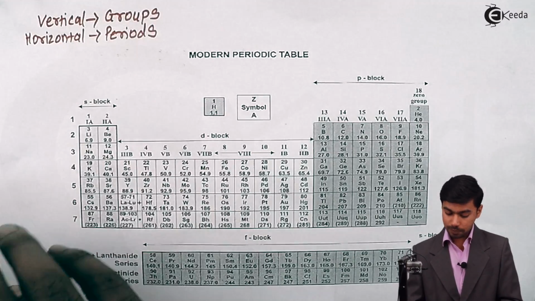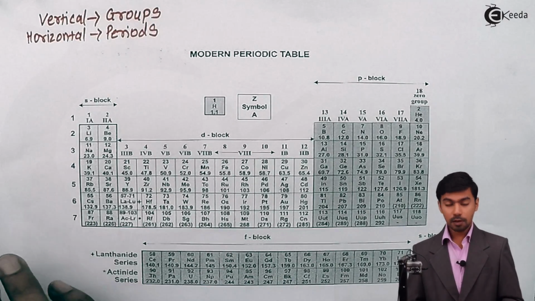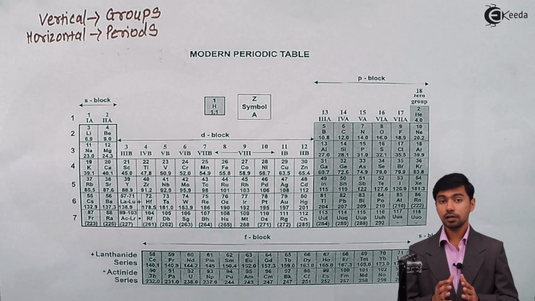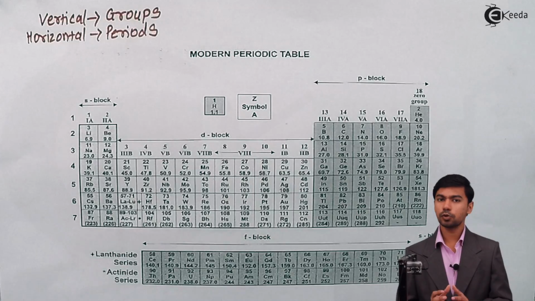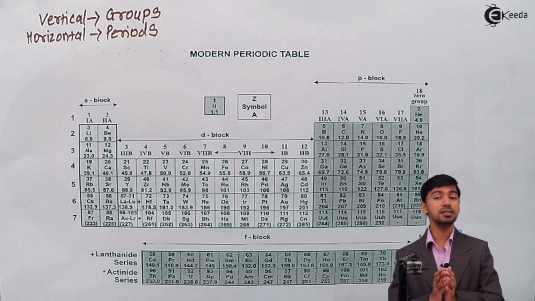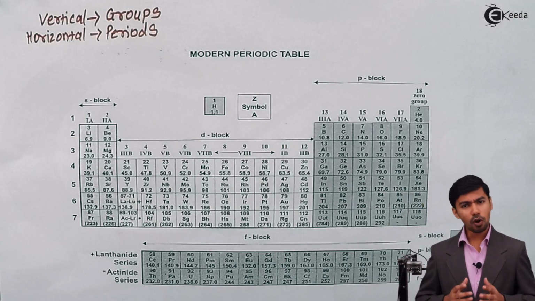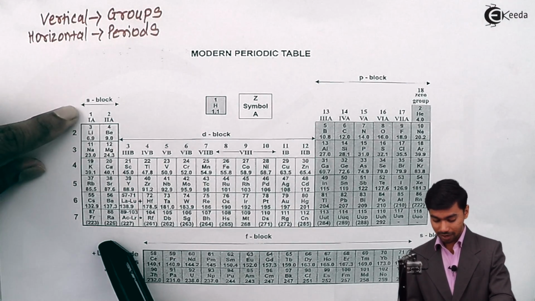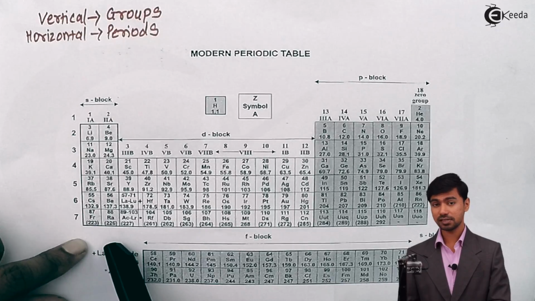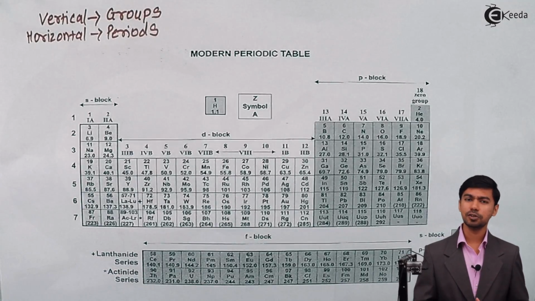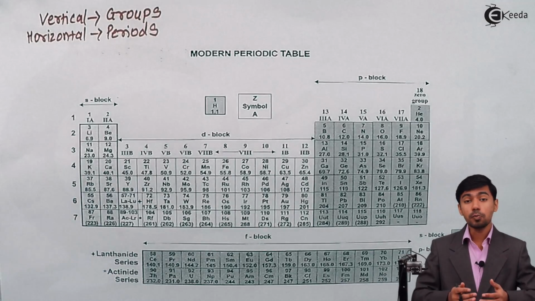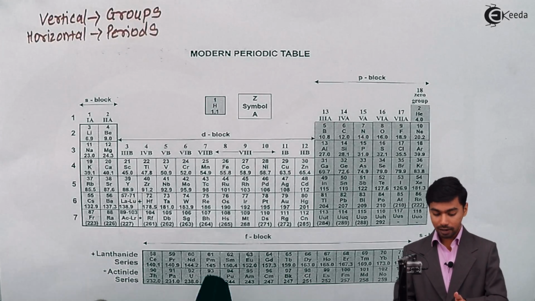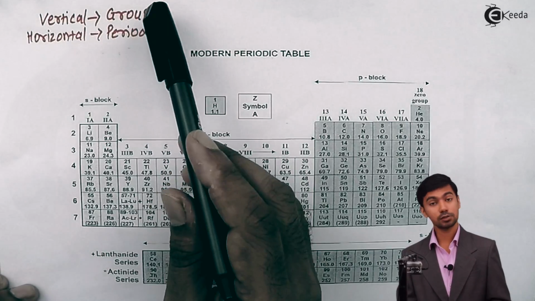Now why groups and why periods? Group means a bunch of people or a group of something which has similar properties. As we have already discussed, in a particular column, whatever the number of elements present, they all have similar properties. That means it is a group of elements having similar properties. That is why this vertical part is called groups.